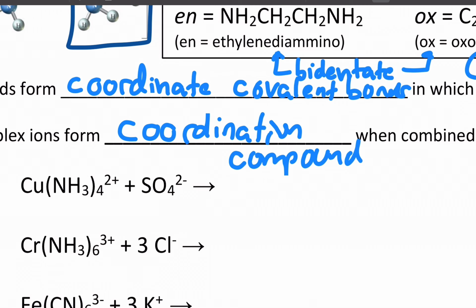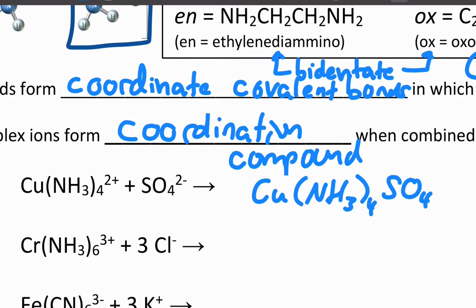So the copper ammonia complex could pair up with a sulfate. Their charges match, so it's just a 1-to-1, and you simply write it, cation followed by anion. This would be written as Cu, parentheses, NH3, close parentheses, and then an SO4.